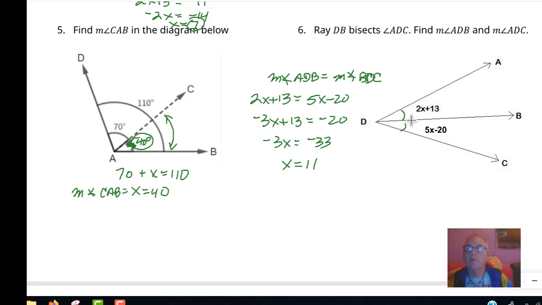It wants us to find the measures of the angles, which should be the same. So 2 times 11 plus 13 comes out to be 22 plus 13, which is 35. And if we did it the other way, 5 times 11 minus 20 gives us 55 minus 20, which also gives us 35. So the measure of those angles is 35 degrees. Let's look on.